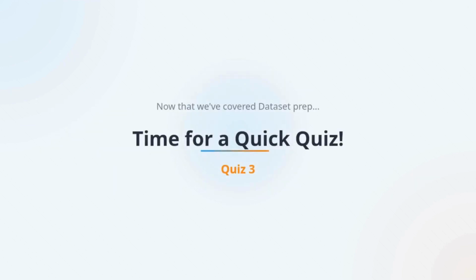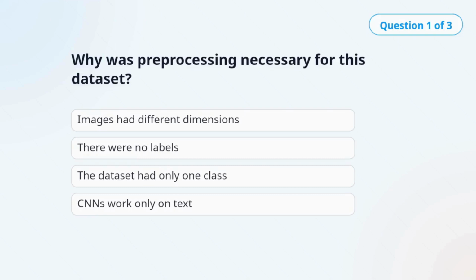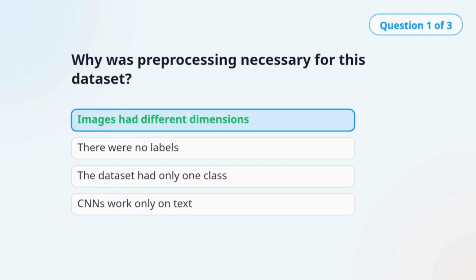Now that we've covered dataset prep, let's test what we've learned so far. Here's quiz number 3. See if you can get it right. Question 1. Why was pre-processing necessary for this dataset? The correct answer is images had different dimensions. CNNs require a fixed input size, and the dataset contained images with multiple dimensions.